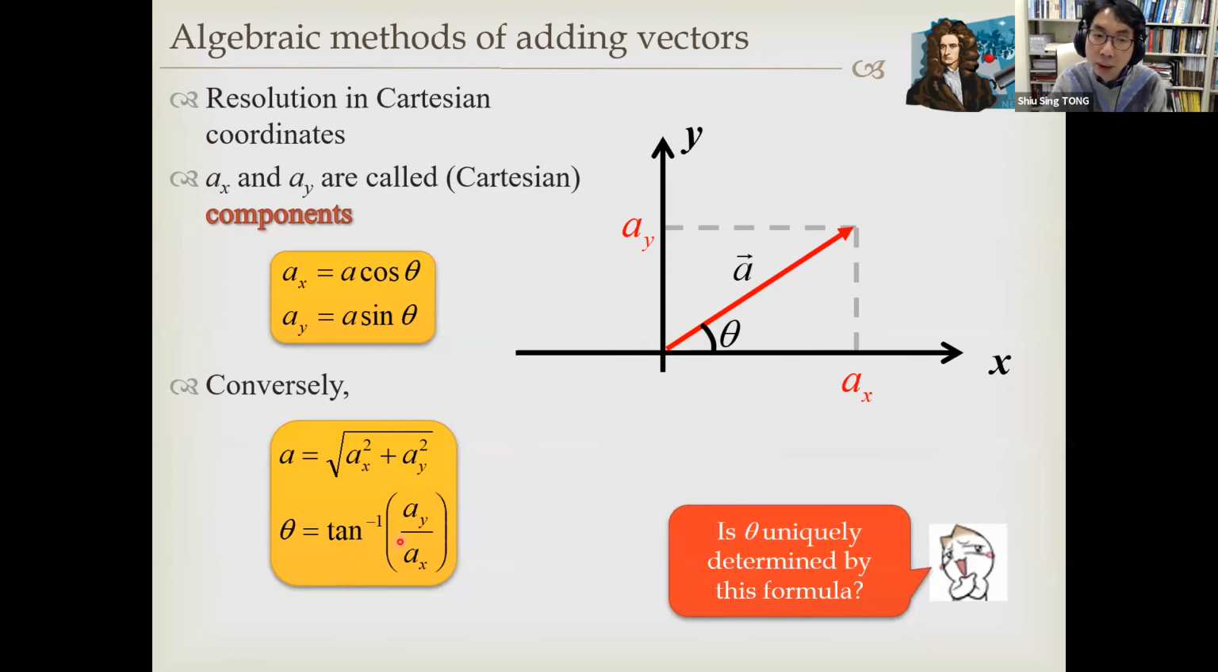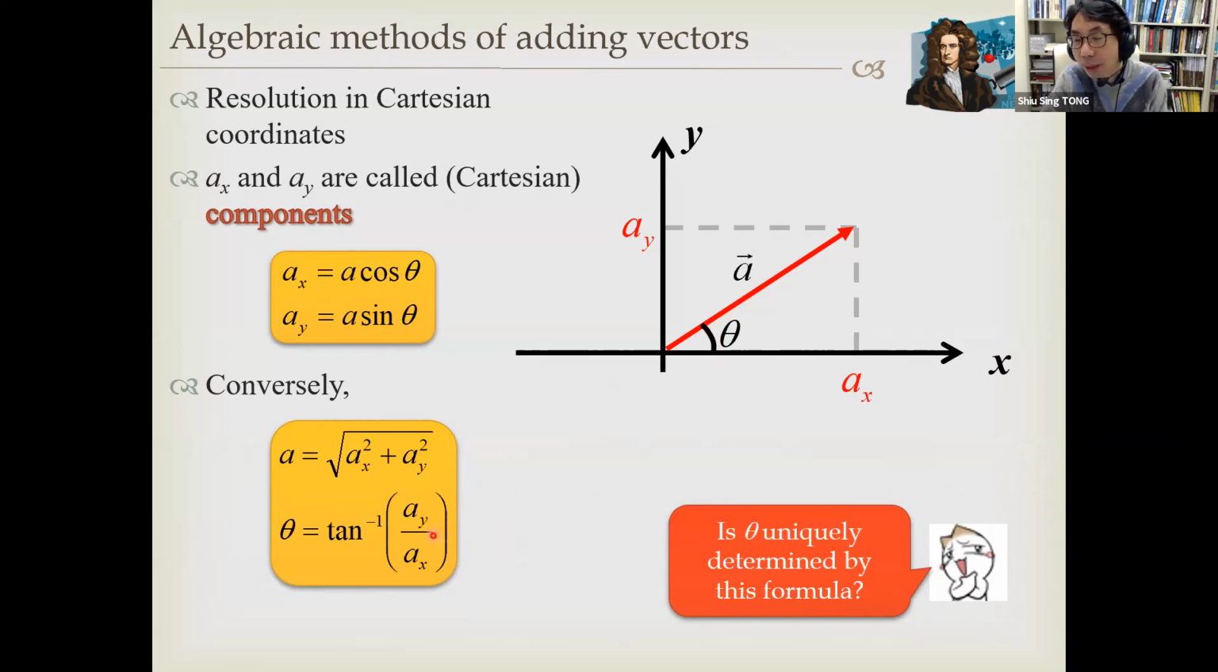However, if both AX and AY are negative, what quadrant is the vector in? If both AY and AX are negative, that means the vector is in the third quadrant, somewhere here, right? So can you now simply use your calculator to find the angle theta? No, because you will get an angle in the first quadrant. AY over AX is still positive, but obviously the vector is not in the first quadrant now, right? But it is in the third quadrant.